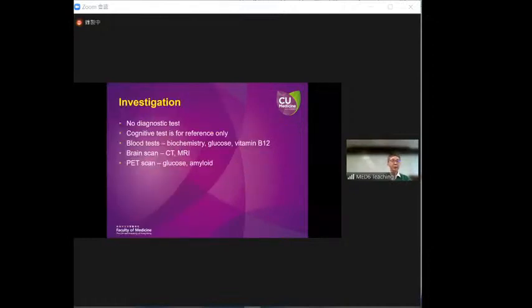In terms of investigations, again, there are no diagnostic tests. We do some basic biochemistry to look for renal failure, liver dysfunction, and check the fasting glucose for diabetes, because this is an important cause of dementia. We check for vitamin B12 and folate level. If you are deficient in these two important vitamins for the brain, then a replacement may help.